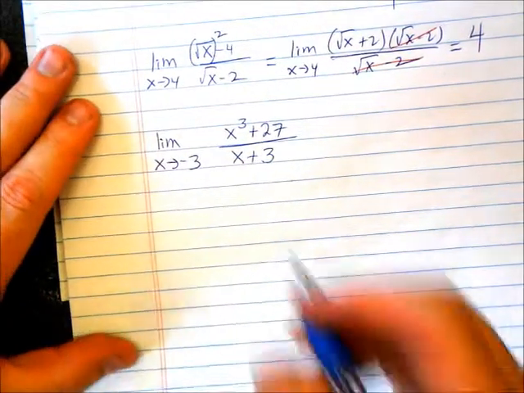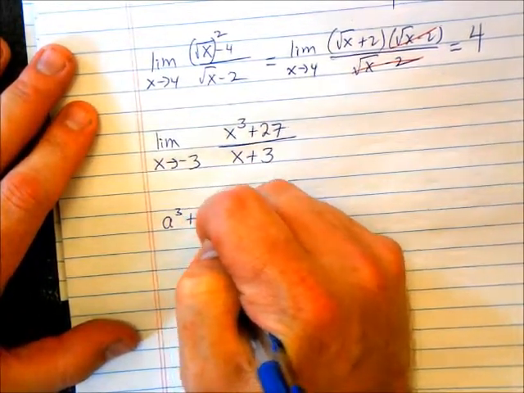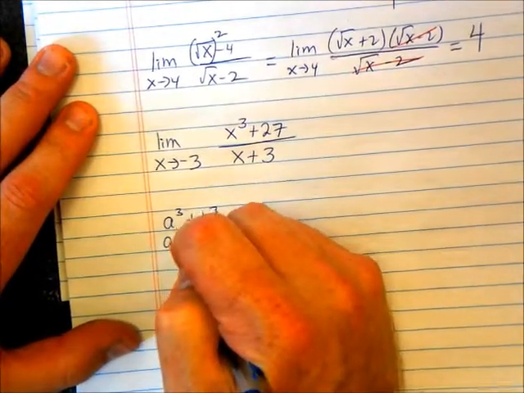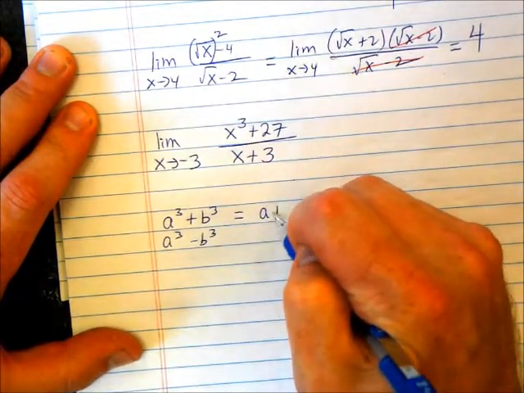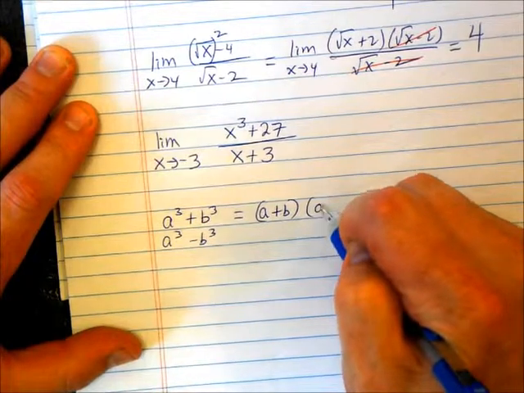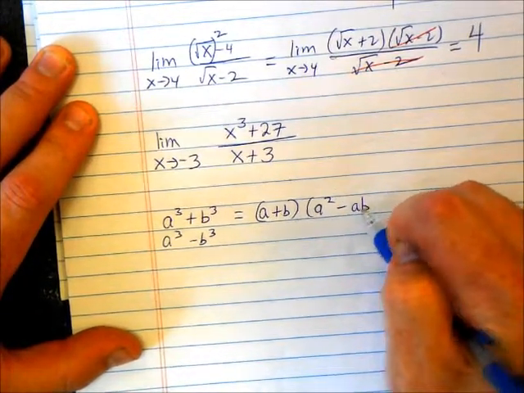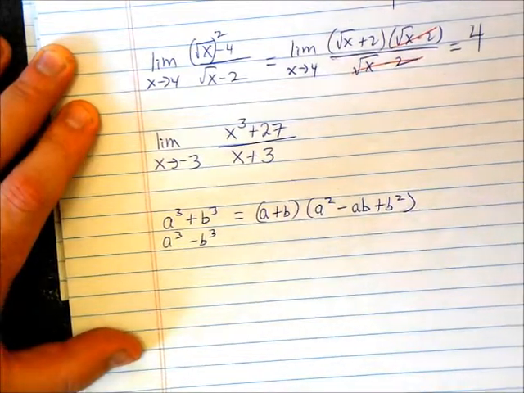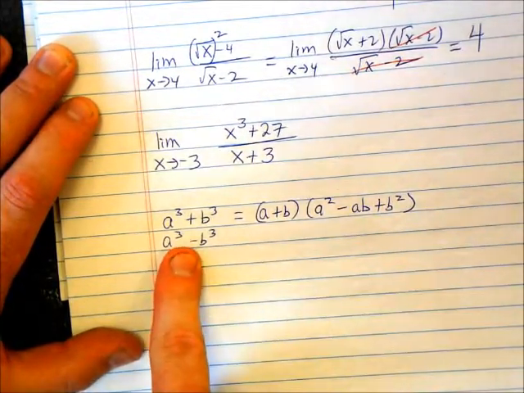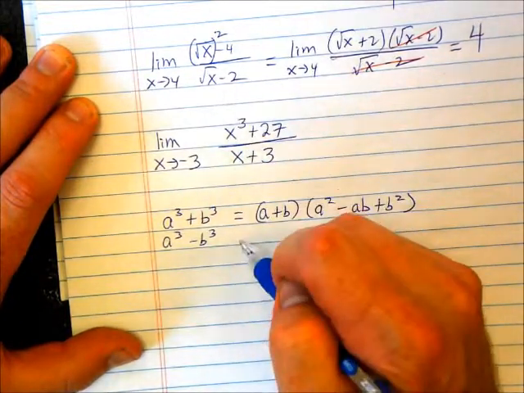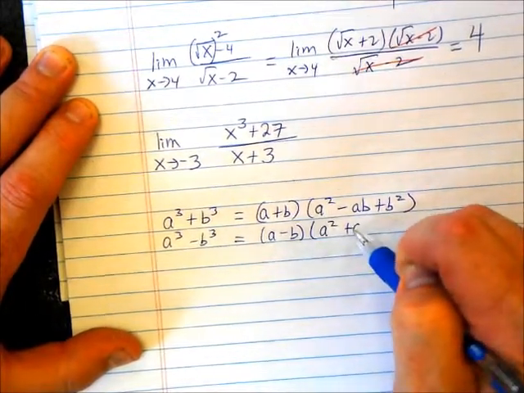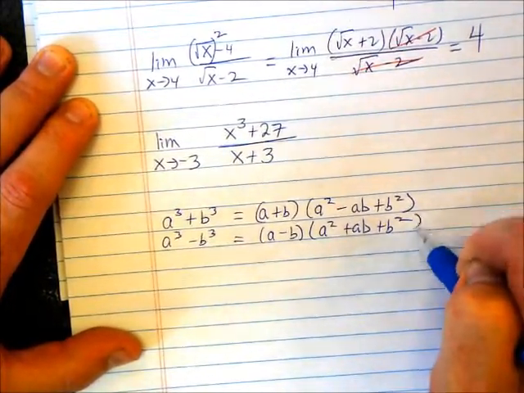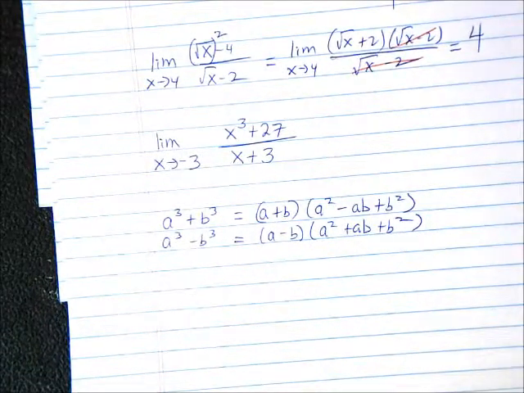And the formula is a cubed plus b cubed, or if you had a cubed minus b cubed, there's one for each of them. A cubed plus b cubed factors as a plus b, then you have a squared minus ab plus b squared. And if you have the minus in the middle to begin with, all that happens is you get changes in signs here. You get a minus b, a squared plus ab plus b squared.